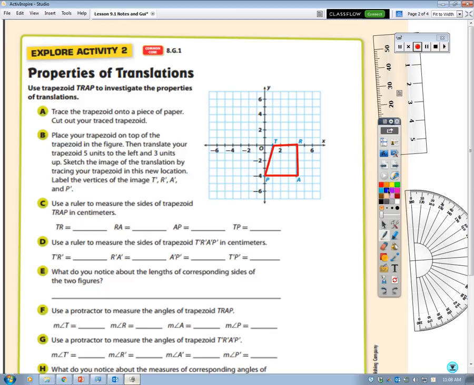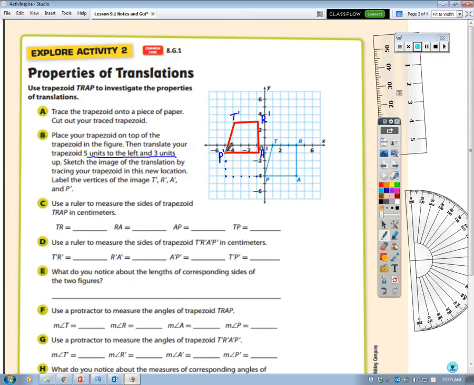So let's map that out here real quick. 5 units to the left and 3 units up. So I'm going to go ahead and pick this point right here, and you could pick any point you want. I'm going to go 1, 2, 3, 4, 5 units to the left and 1, 2, 3 units up. So now if I move my trapezoid 5 units to the left and 3 units up, this is the new location of my trapezoid. Okay? Now I need to label my vertices, which are my corners, right? So if this is T, this would be my T prime. This is R, R prime, A prime, and P, P prime.